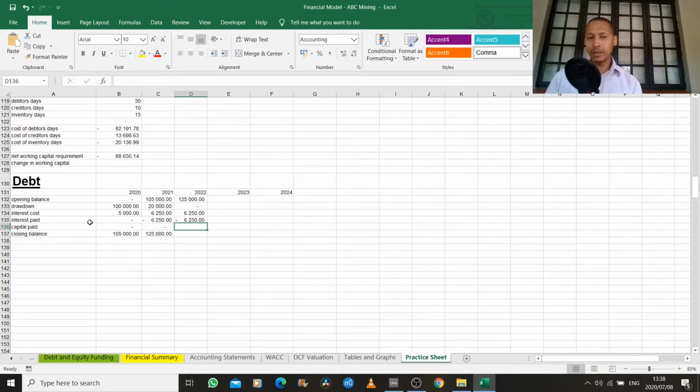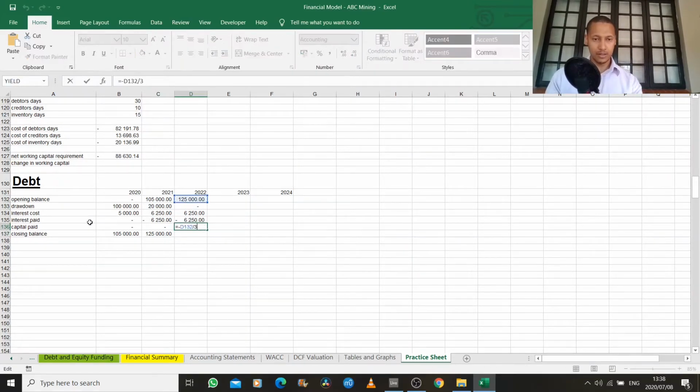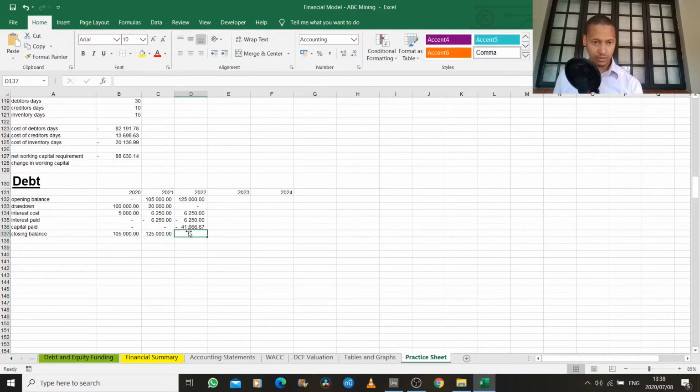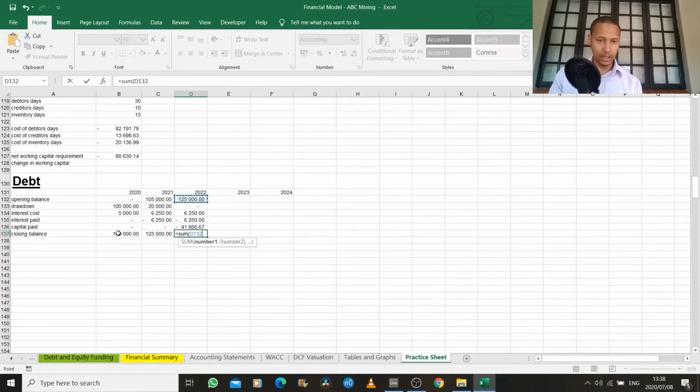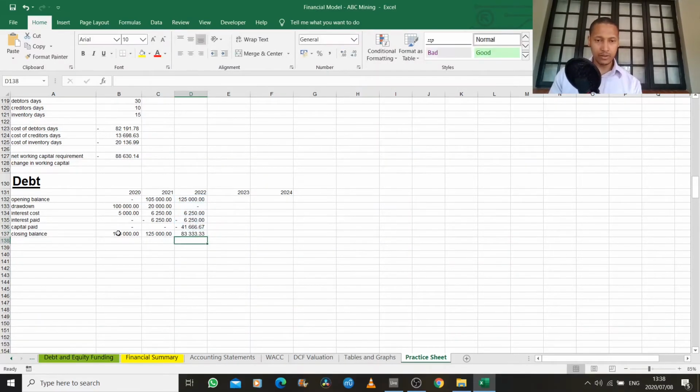And we can repay this capital in 3 equal annual installments. So we owe the bank $125,000, and we're going to say to the bank, we're going to repay that over 3 years. So I'm just going to lock this cell because we're going to drag that across. And our closing balance is just the sum of all of that. So we've repaid our interest and we've repaid $41,666 in capital. So we now only owe the bank $83,000.